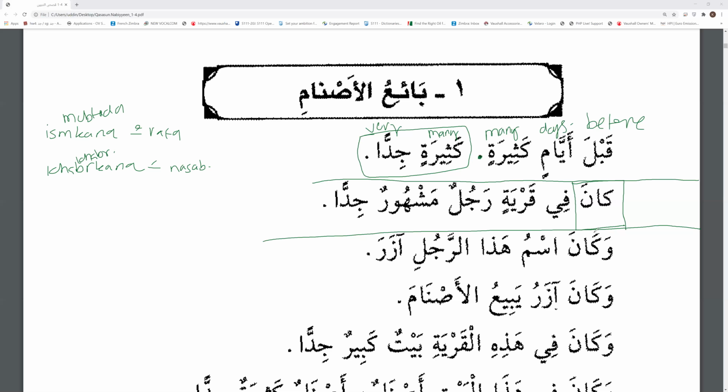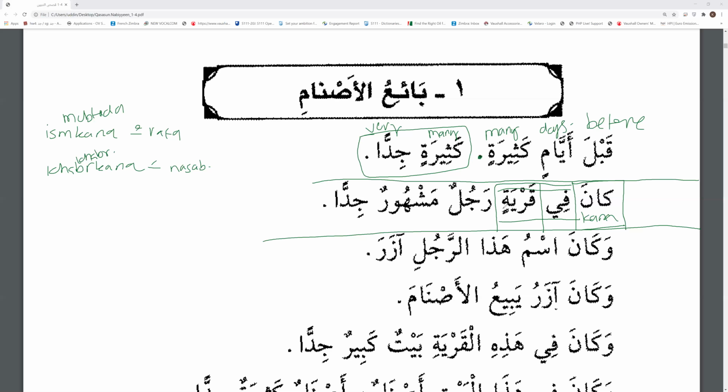Now look in here straight away. After the kana, so we'll leave that by itself. That's just kana. After the kana, you have a word, a harf here. What is this harf, brothers? Harf jar. Excellent. What comes after harf jar? Majroor. Yes, so this is the harf jar and that's the majroor.